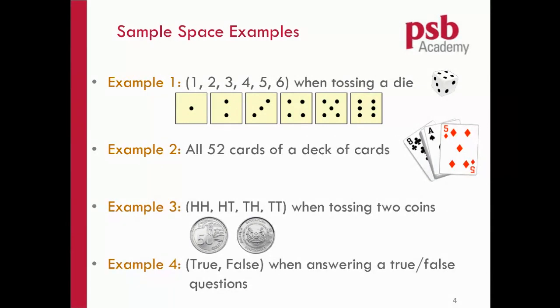Next example. When you're answering a true and false question, what else can you answer? You have to answer whether it's true or you answer whether it's false. There's no third option for you to answer. There is no blank or no yes, no. Yeah, there's only true or false. Okay, so this page is illustrating to you the sample space concept.